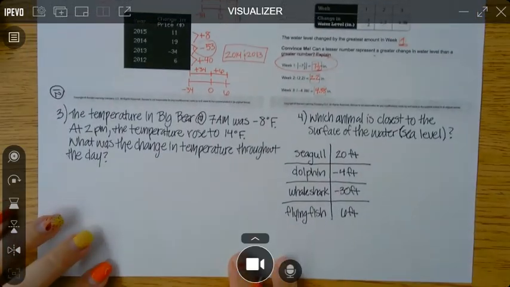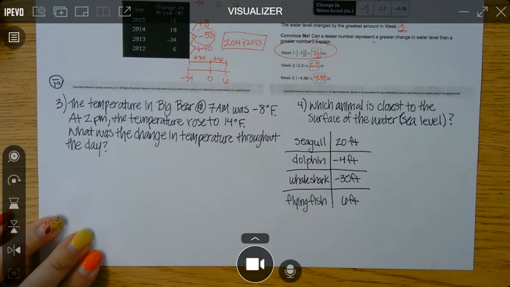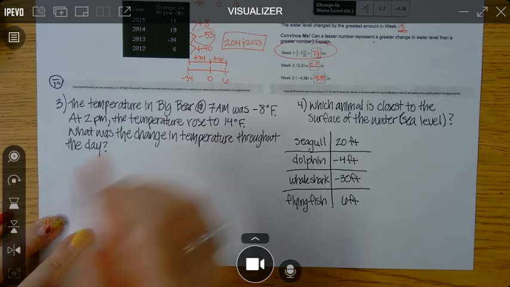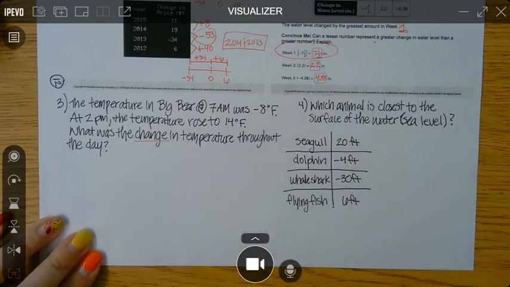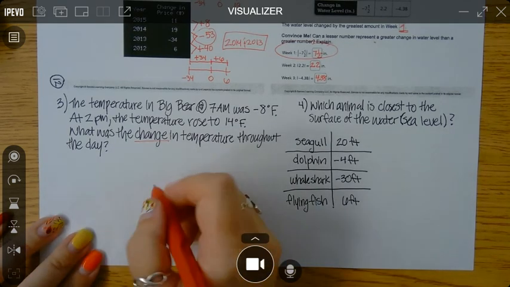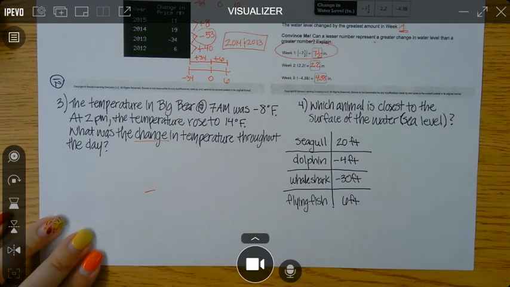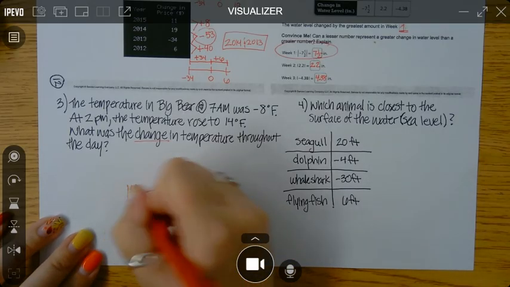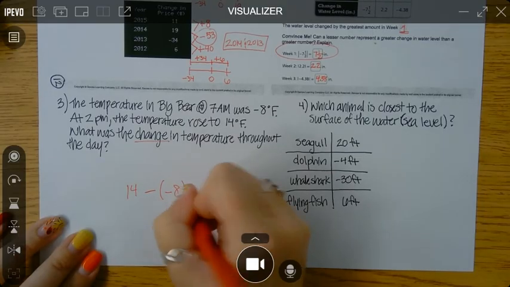Okay, our next one. Again, try these first, pause it, and then unpause it and see how you did. Okay, it says the temperature in Big Bear at 7 a.m. was negative 8 degrees Fahrenheit. At 2 p.m., the temperature rose to 14 degrees Fahrenheit. What was the change in temperature throughout the day? So when you're trying to find the change, you're trying to find the difference in them, right? So it helps if you write the bigger minus the smaller. So you have 14 minus a negative 8.